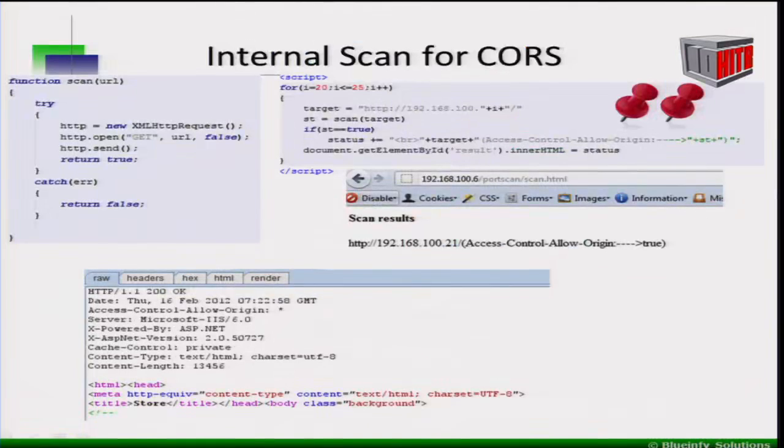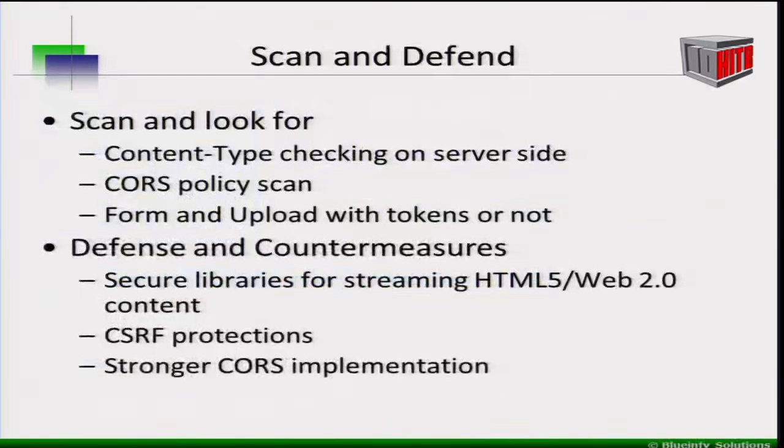So what are the defense mechanisms we have? Very few at this point, but you can do a content type check. You can make sure your CORS policies are in place, and forms and uploads with tokens will block this. As far as the scanning is concerned, as a countermeasure, definitely you can use secure libraries, and do CSRF protection and a stronger CORS implementation. So this is one vector.